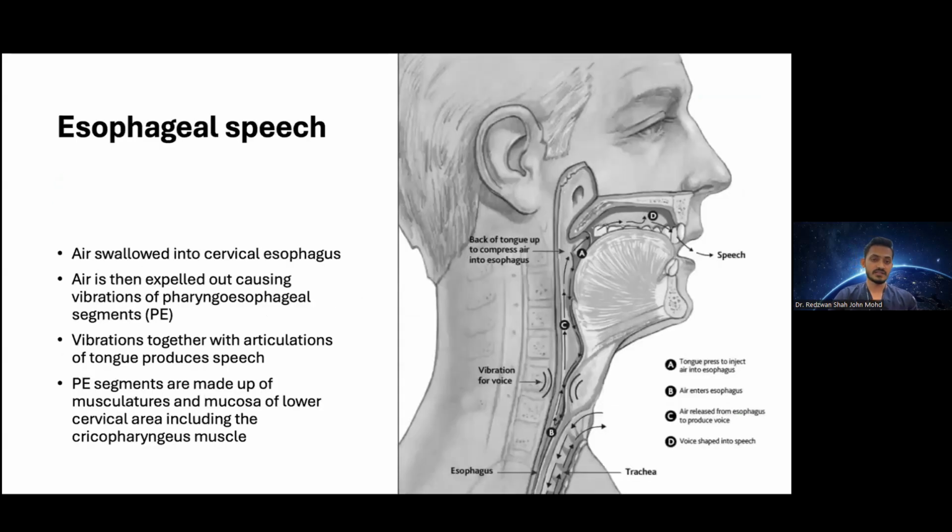So, esophageal speech. In normal conversation, as I've mentioned earlier, air flows from the nasal cavity to the lungs, and from the lungs during exhalation, it goes to the vocal cords. But when we do a total laryngectomy, we don't have any of those normal structures anymore. For patients undergoing esophageal speech, this is basically how it looks. The air is swallowed into the cervical esophagus, and as it is expelled out, it causes vibration of the pharyngoesophageal segment, which is made up of musculature and mucosa of the lower cervical area, including the cricopharyngeus muscle. These vibrations, together with the articulations of the tongue and lips, produce the speech that we are familiar with.